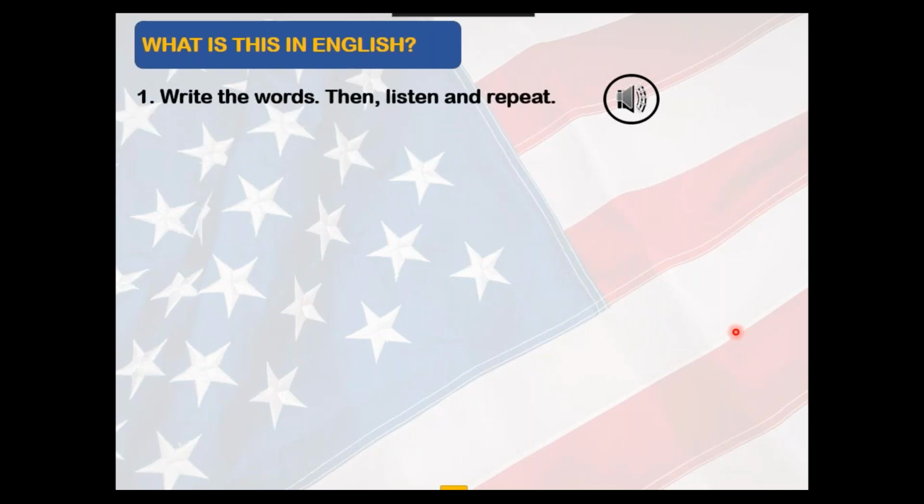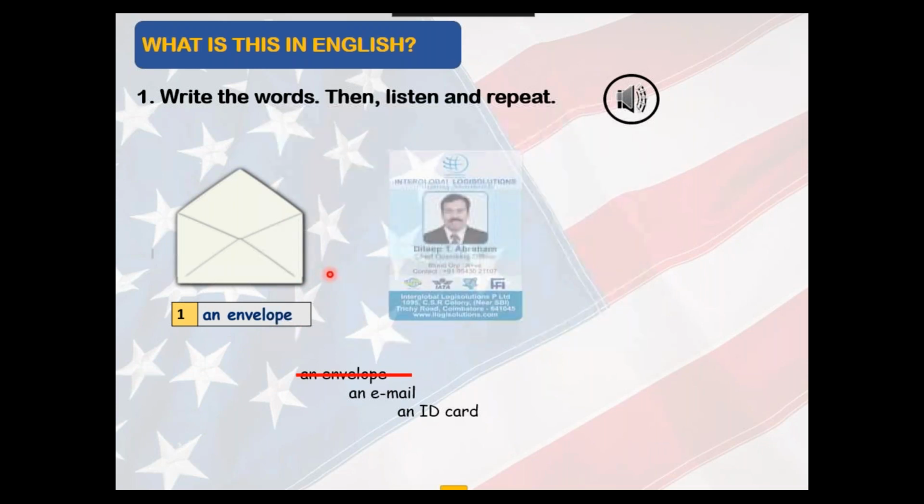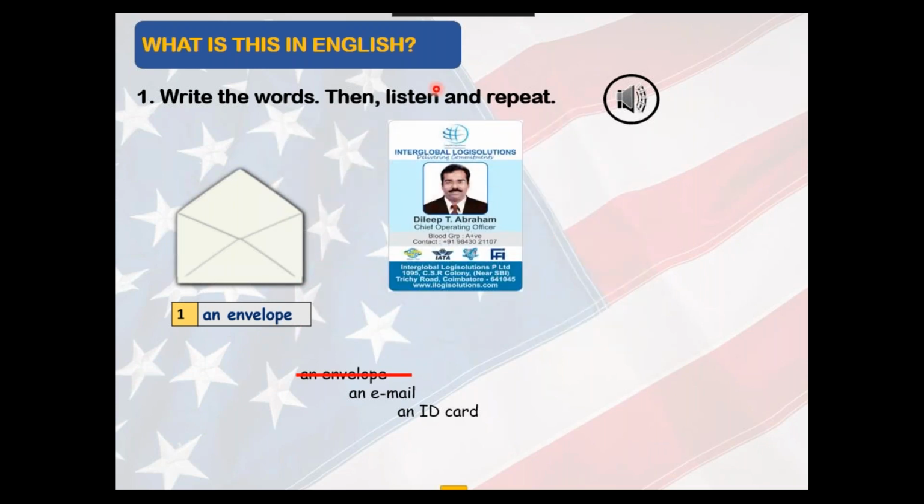Continue with this. We have to write the words, then listen and repeat. What is this in English? An envelope, an email, or an ID card? It is an envelope. Yes, an envelope. Excellent. Next picture. What is this in English? It is an email or an ID card? It is an ID card.